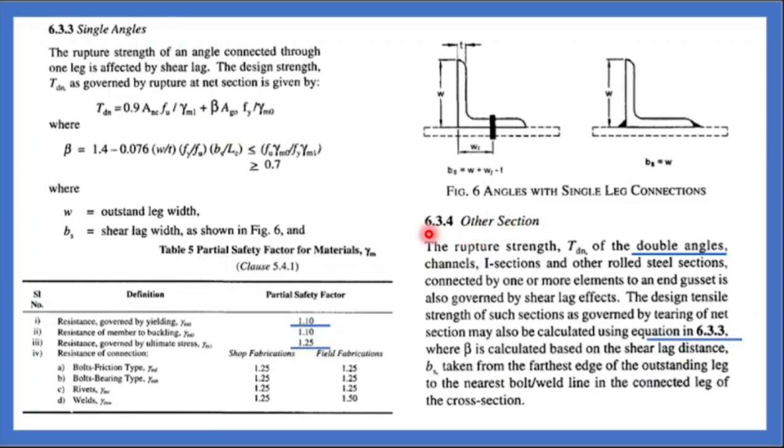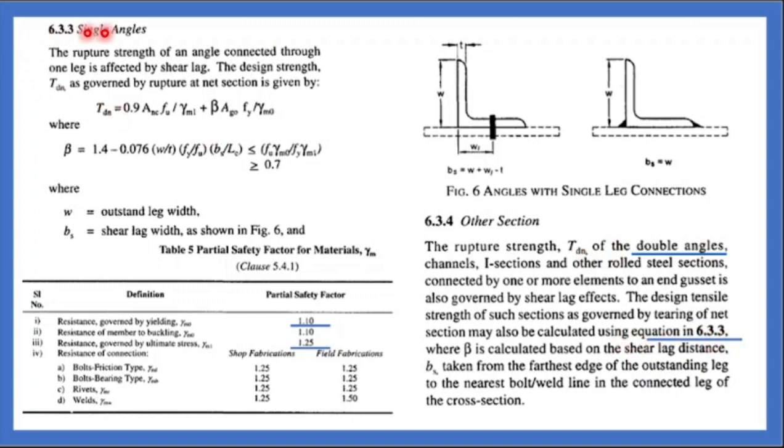In the code book you have this guideline, 6.3.4, which says that the rupture strength, that is Tdn, of double angles, which section you are designing? Double angle section, which is given in equation 6.3.3.